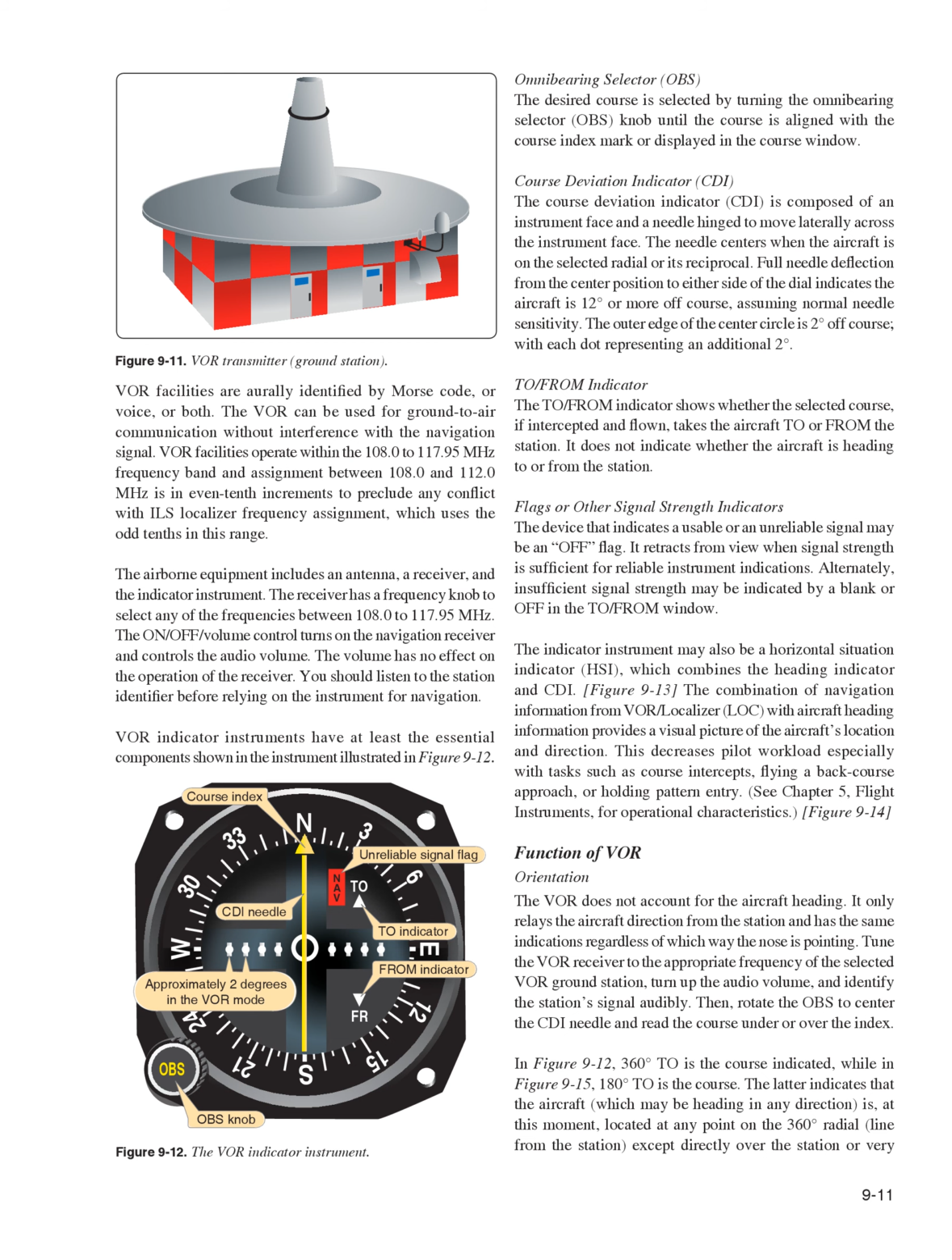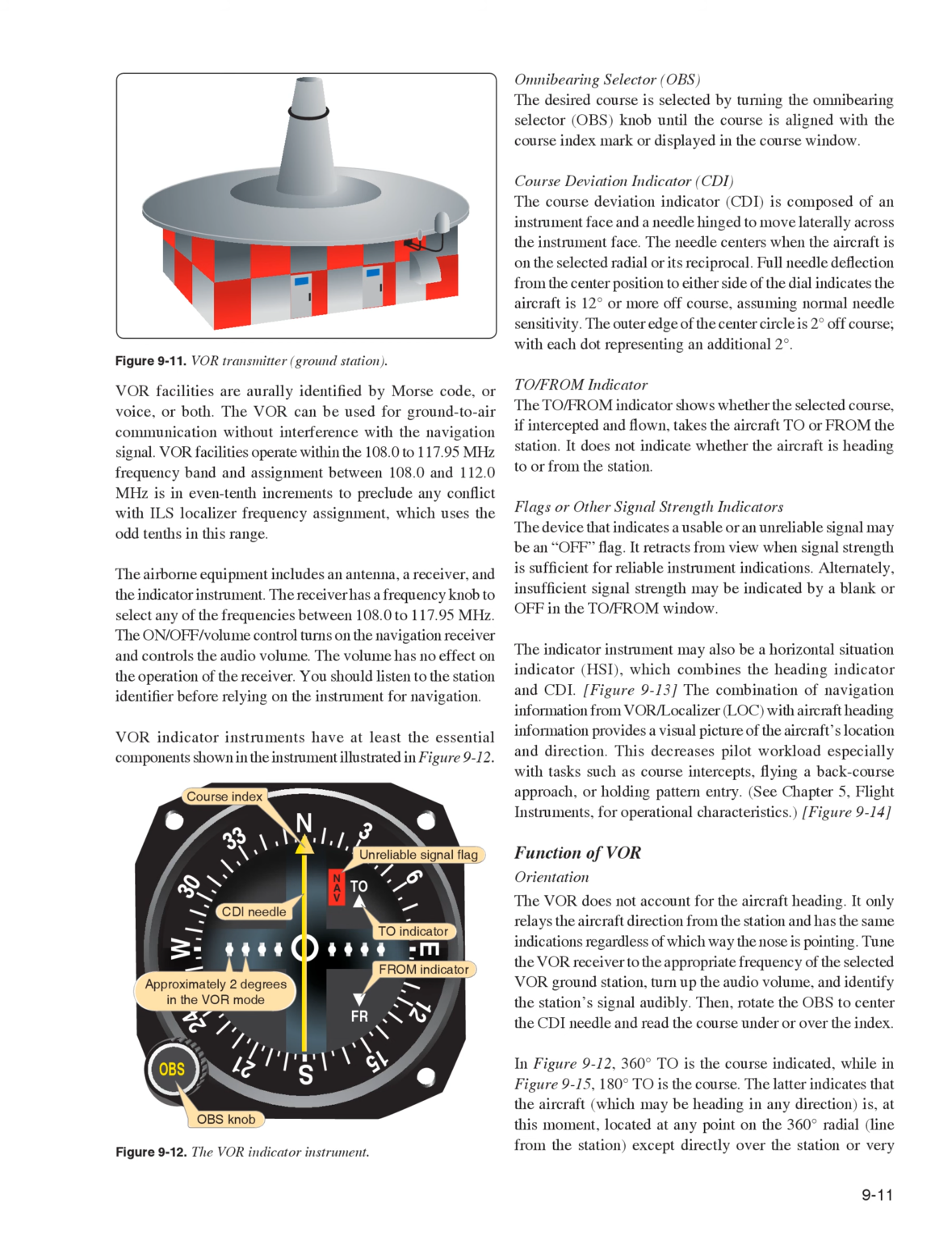VOR indicator instruments have at least the essential components shown in the instrument illustrated in Figure 9-12. On the bearing selector, OBS, the desired course is selected by turning the OBS knob until the course is aligned with the course index mark or displayed in the course window. Course deviation indicator, CDI. The CDI is composed of an instrument face and a needle hinged to move laterally across the instrument face. The needle centers when the aircraft is on the selected radial or its reciprocal.